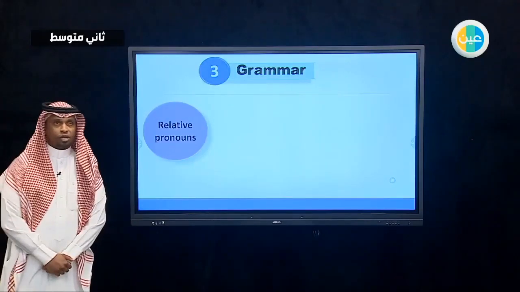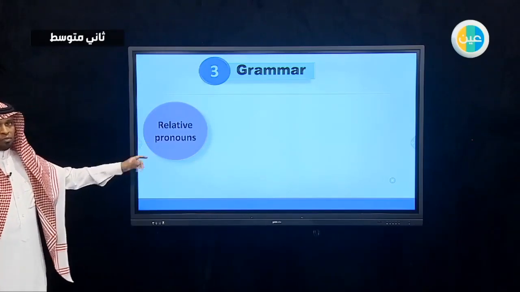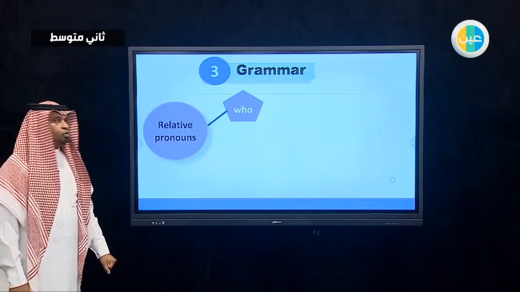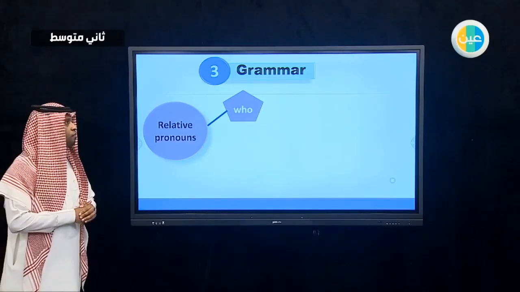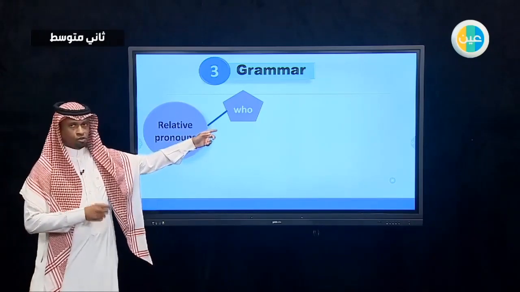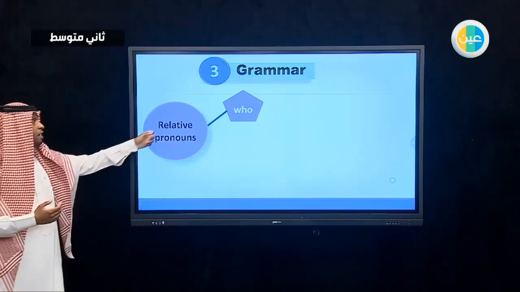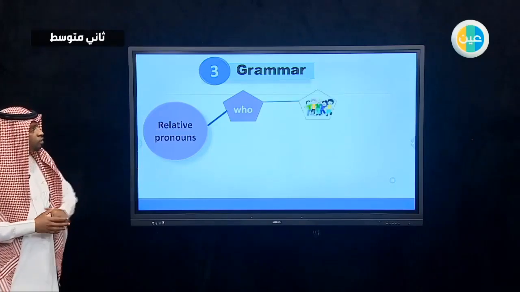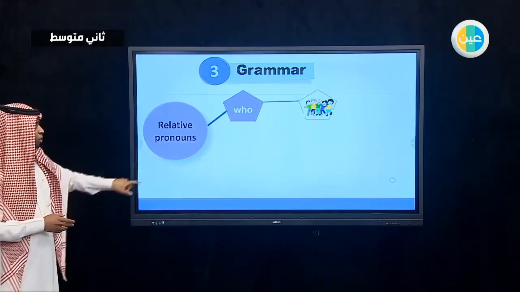Now let's move to grammar. Grammar, the last part of the lesson, is about relative pronouns. Okay, we have two relative pronouns in this lesson. We have who. It is a question, like a WH question, but we can use it as a relative pronoun. How can we use it? We'll see now. We can use it with people.